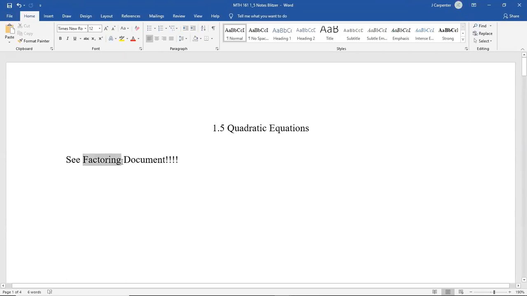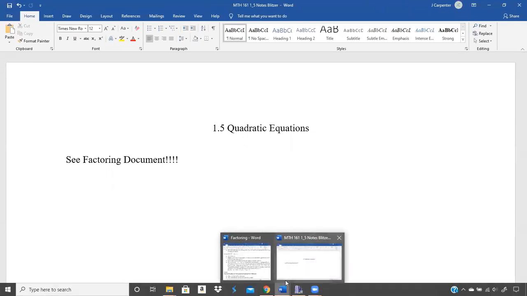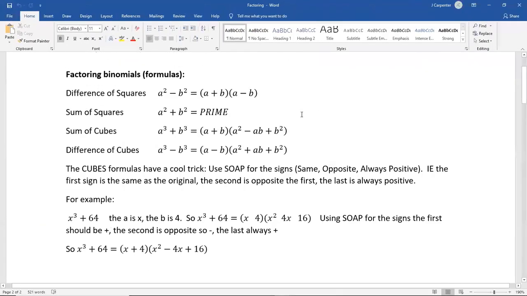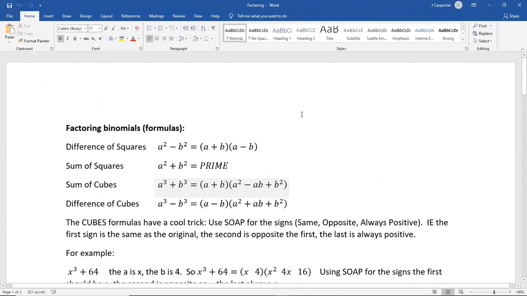Now, at the top of the notes for this, I just have "see factoring document." I'm not saying that you're going to look at it outside of class. I am going to actually review this. I said that I would eventually. This is not going to be a super in-depth review. I was looking at it earlier, making sure I had everything in place. But this is all of the different types of factoring that I don't want to say you can use, but that would get the job done.